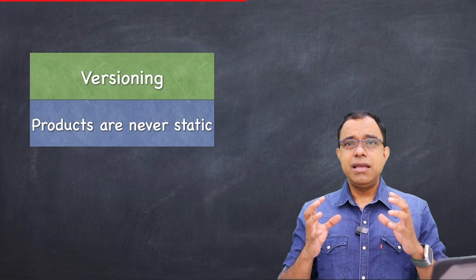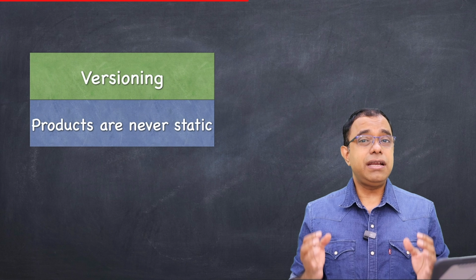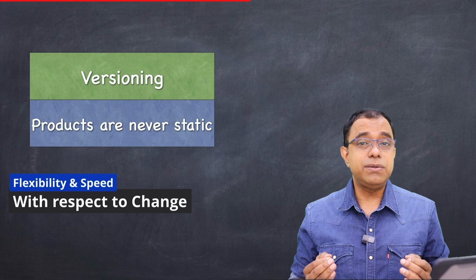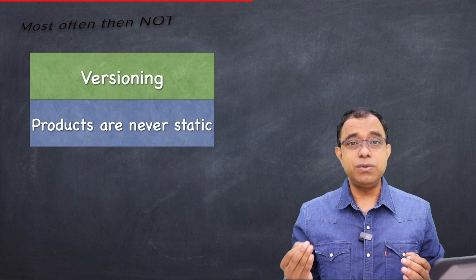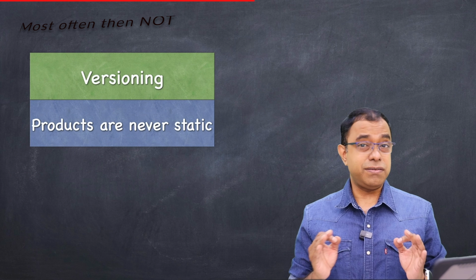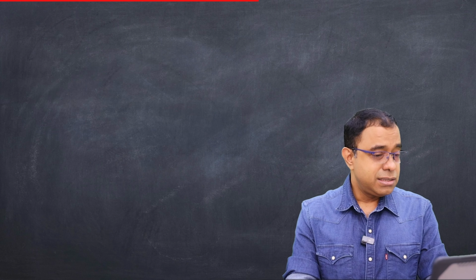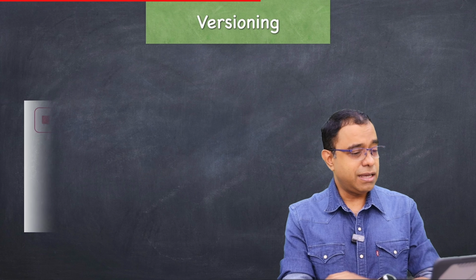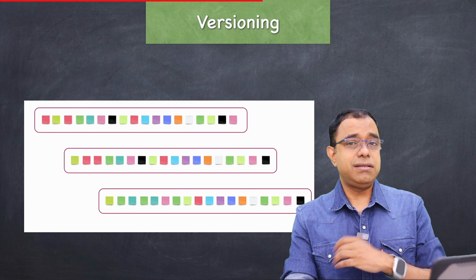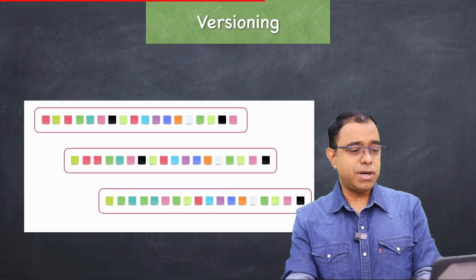It's all about changing. You create a car factory so that you are able to change, not that you want to do everything static over the period of its lifetime. Same thing happens with the product. So let's see one example of how the versioning happens. Let's assume that I have created this product. There are three versions of the product.